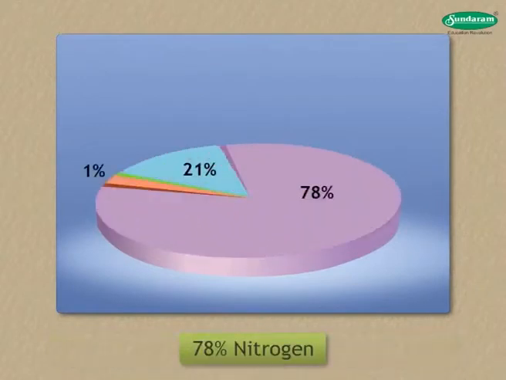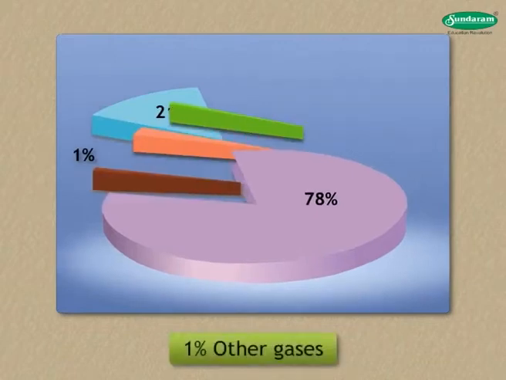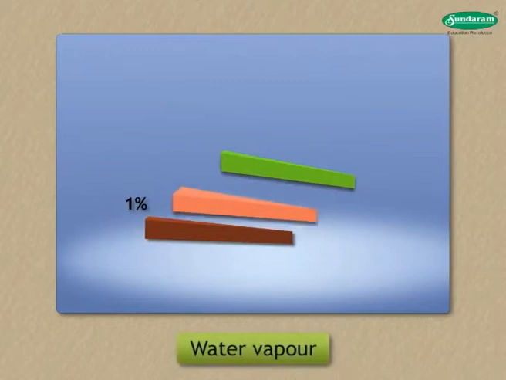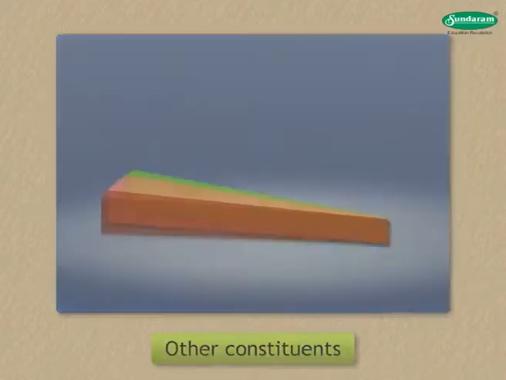78% nitrogen, 21% oxygen and 1% other gases are present in the air. The 1% of other gases consists of carbon dioxide, water vapor, inert gases and other constituents.